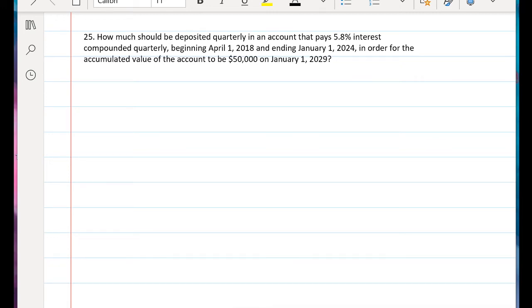All right, so we're going to work example 25 from section 3.3. So we start with how much should be deposited quarterly into an account that pays 5.8% interest. So we already know that R is 0.058 compounded quarterly. So it's quarterly. This tells us that I is 0.058 divided by 4.